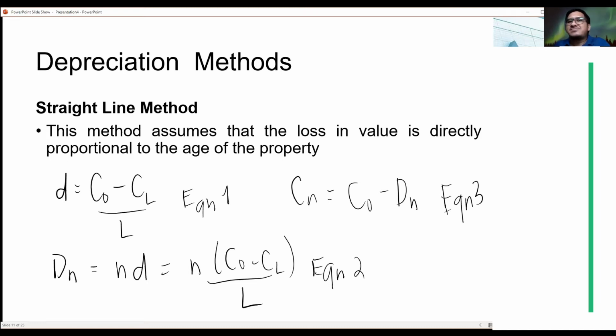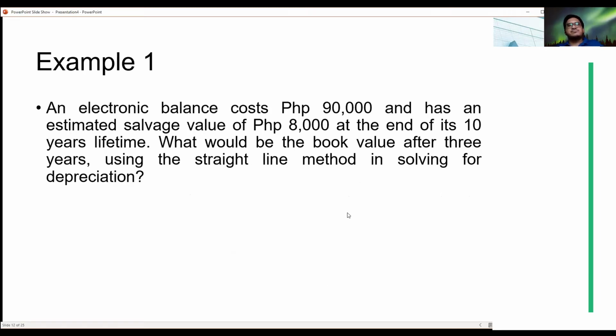To better appreciate this, let's try it with an example. It says here, an electronic balance costs 90,000 pesos and has an estimated salvage value of 8,000 at the end of its 10 years lifetime. What would be the book value after 3 years using the straight line method in solving for depreciation? Let's try that. So the original cost is 90,000. Then the salvage value is 8,000. Then at the end of its 10 years lifetime, 10 is L.